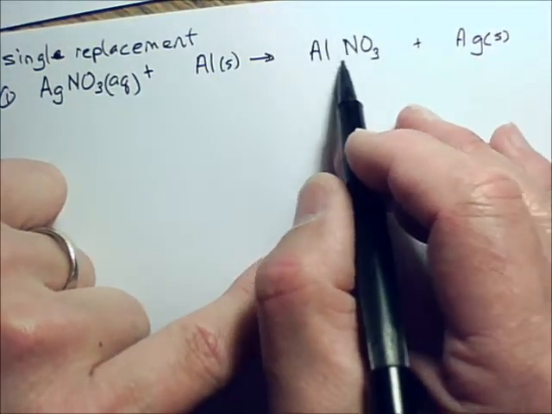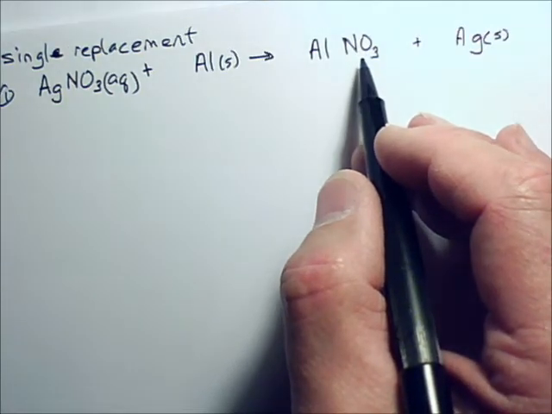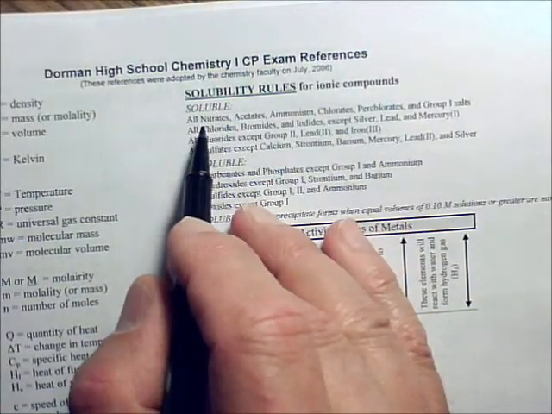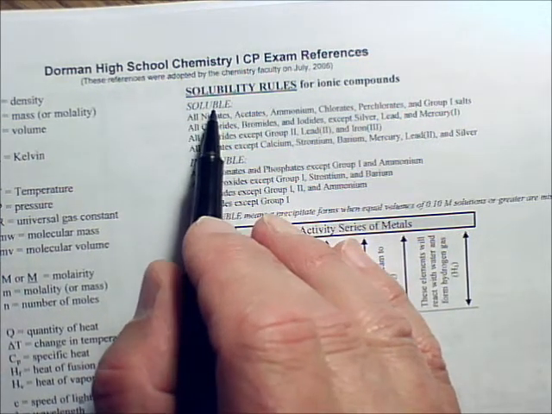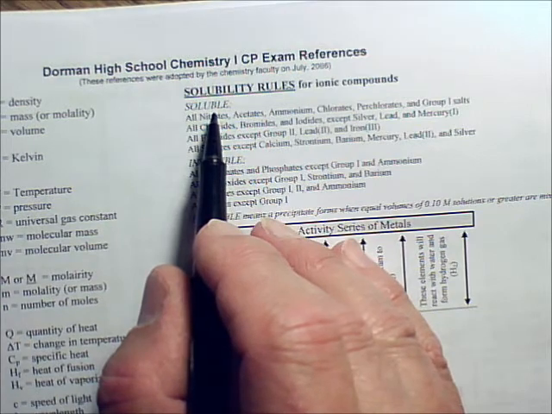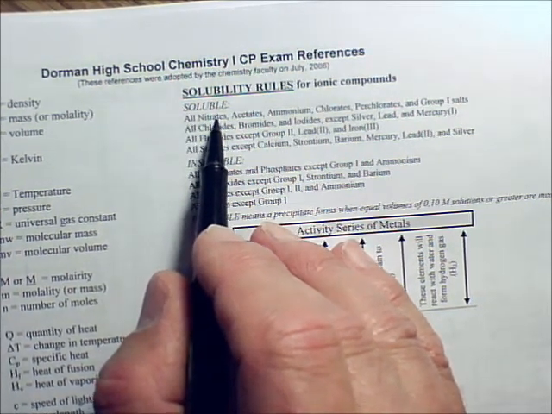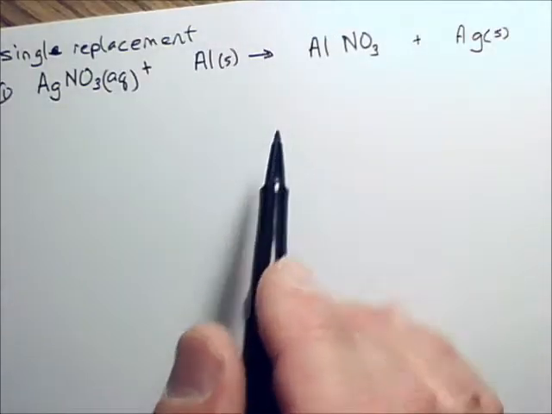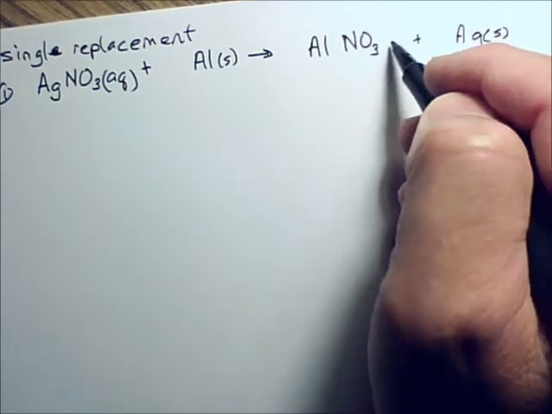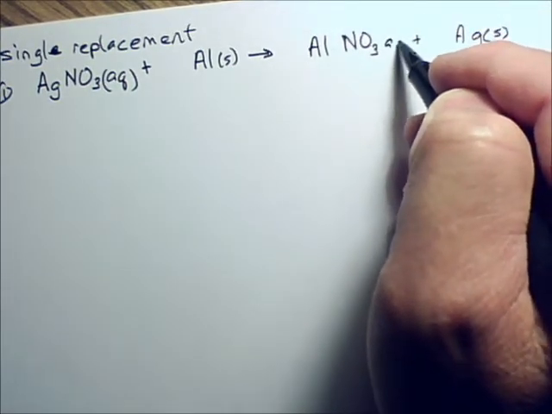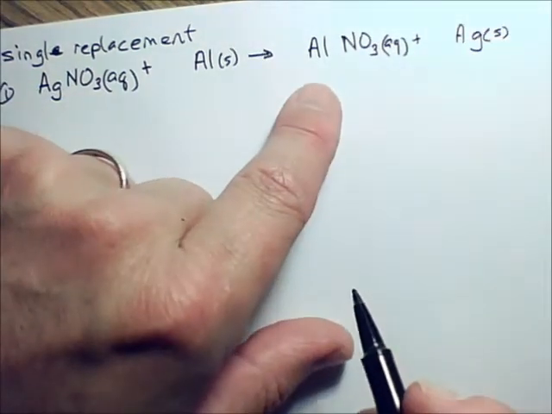And then we need to figure out what physical state this is going to be in. We can see that nitrates are soluble. They're soluble only if there's water around. Soluble means this is what it can do. Aqueous means that's what it does, and it does it if there's water around, and since the silver nitrate was aqueous, there is water around, so this will be aqueous. Okay? Alright, now we have to balance the formula.